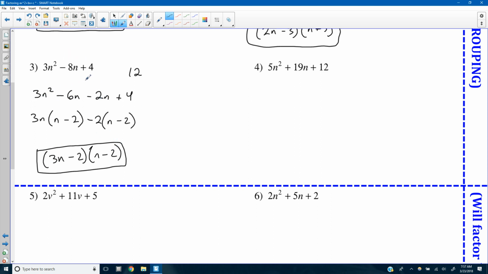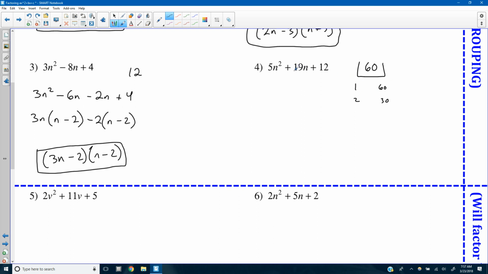Okay, that works. 5n squared plus 19n plus 12. Okay, no common factor. What two numbers multiply to 60? Ooh, we tried those. Well, we talked about those a little bit. And add to 19. This time I'll write some out for you just to indulge you a little bit. Both numbers have got to be positive. Positive product, positive sum. 1 and 60, 2 and 30.